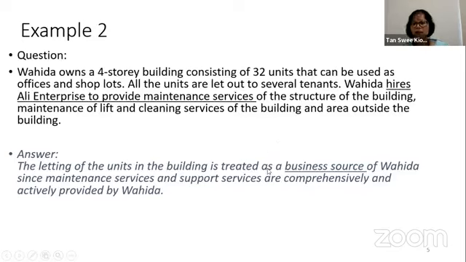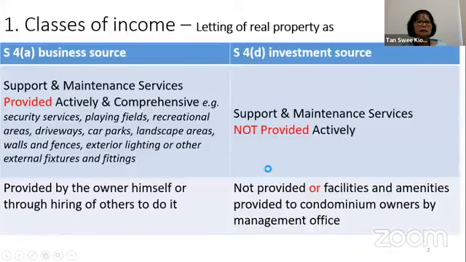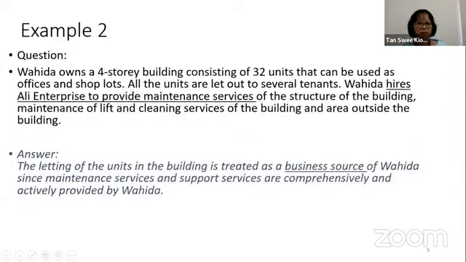Just now the slide said that these services can be provided by himself or through hiring others to do it. So in this one, Wahida appointed an agent to do these services. So rental income received by Wahida is under business source, Section 4A.